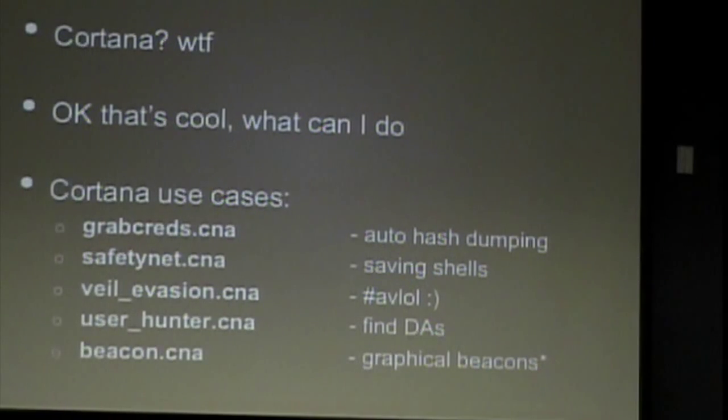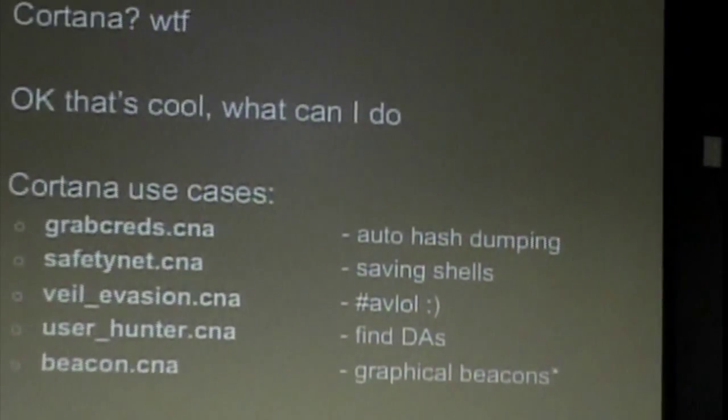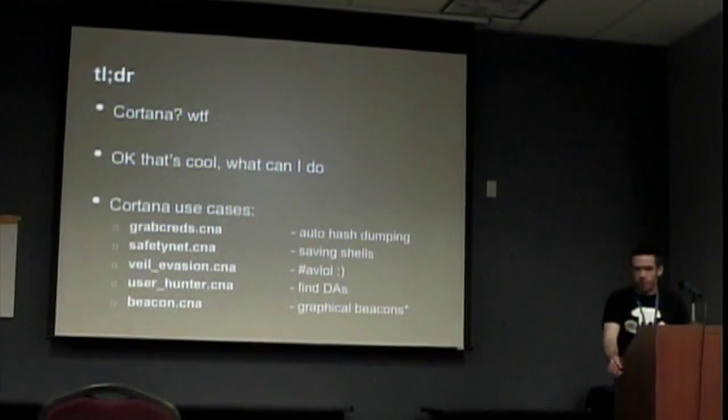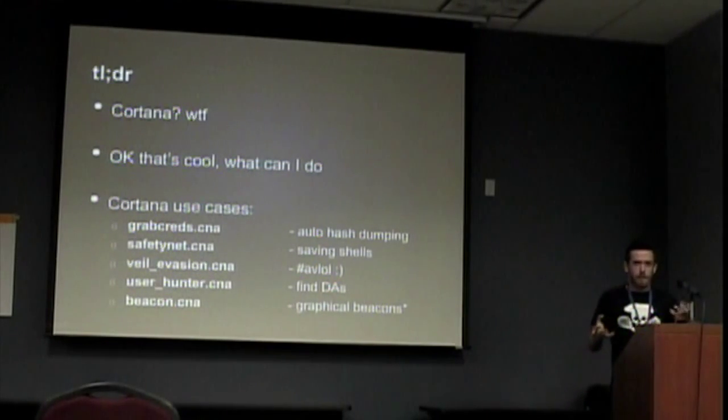Auto cache dumping: plain text stuff, parse it out, dump it to a database. That's a simple example. Safety Net shows you how to inject additional backup shells and help save your sessions. Veil Evasion is a full-featured integration of the Veil Evasion tool suite into this additional tool I'll be talking about. User Hunter is an interesting little tool that lets you find where domain admins are logged into the network. And Beacon, I'll go over what Beacon is and what this script does. It's an example of non-trivially modifying the GUI that I'm going to be talking about.